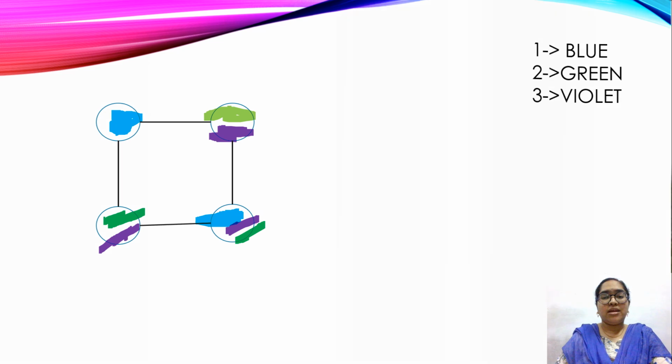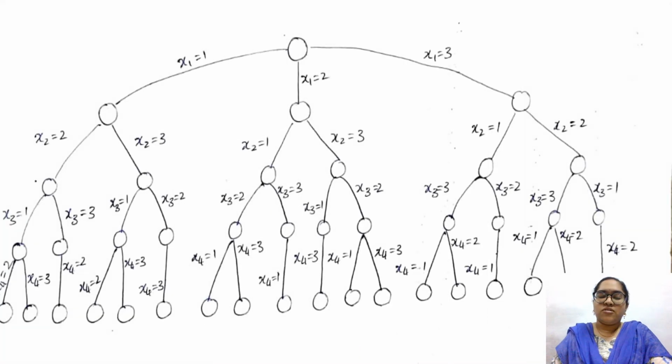So let us look at the choices that we have for coloring a graph with 4 vertices. So here x1, x2, x3, x4 basically represent the vertices in the graph, and 1, 2, 3 are the colors that we have used in the coloring. So this is the overall state space tree of the graph coloring of 4 vertices.